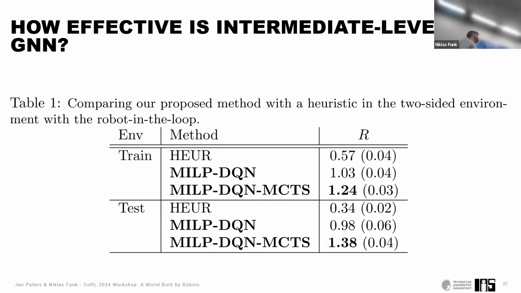And now the second question that arises: someone could say, now you have this mixed integer optimization, maybe it already handles all of the complexity that arises in this task. So we design a heuristic that randomly picks from the stable placing actions that are proposed from the mixed integer program and compare this again to our proposed approaches. And as you can see, this learned intermediate level is again needed and significantly outperforms this heuristic.